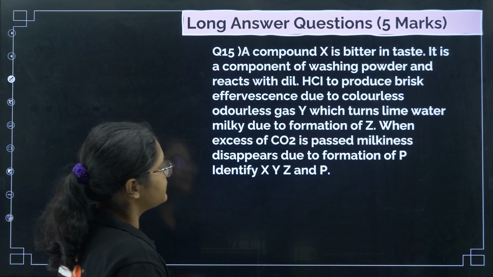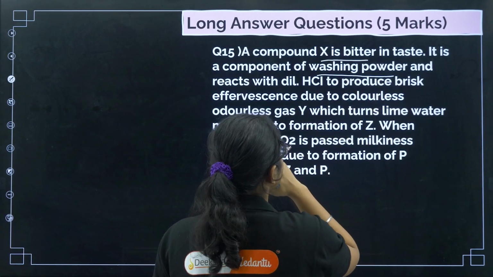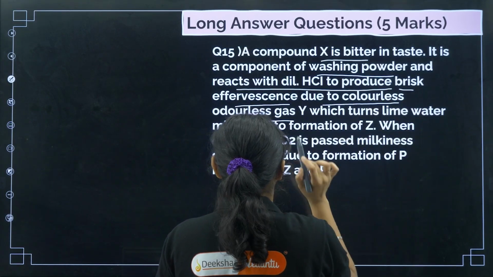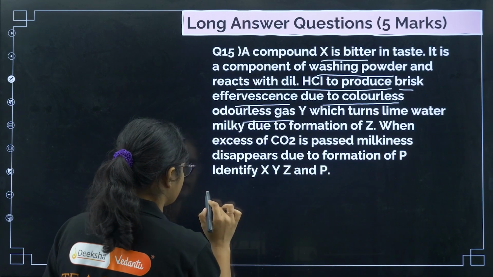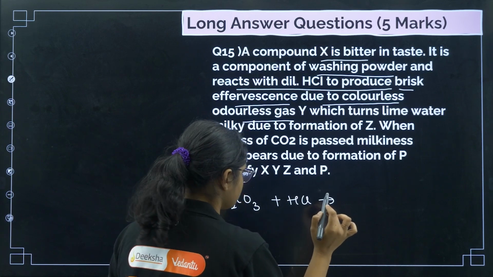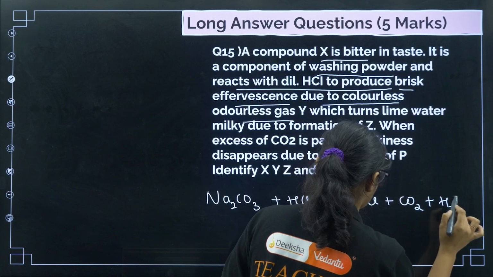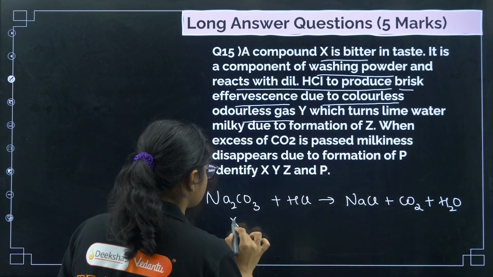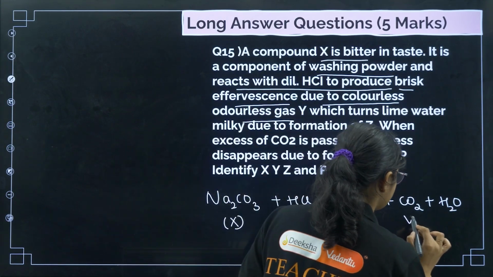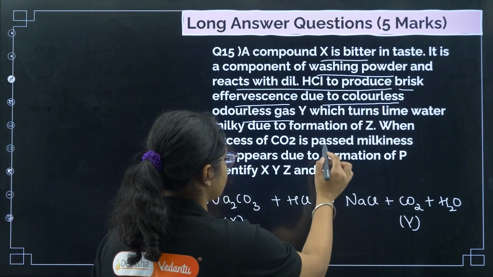A compound X is bitter in taste. It is a component of washing powder, and it reacts with dilute HCl to produce brisk effervescence due to a colorless, odorless gas. So washing powder, we know it is Na2CO3. When it reacts with HCl, we know the products also: we get NaCl, salt, plus carbon dioxide plus water. So compound X we already got. The brisk effervescence is due to carbon dioxide, so that is Y, which turns lime water milky due to the formation of Z.